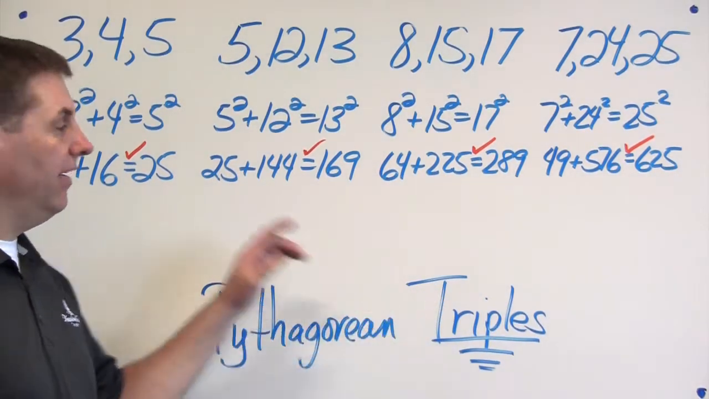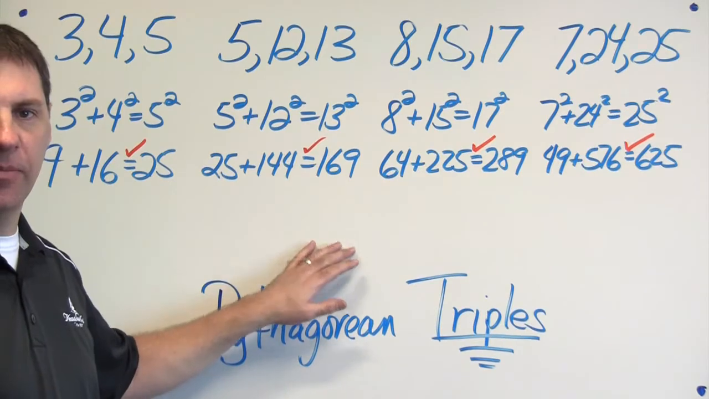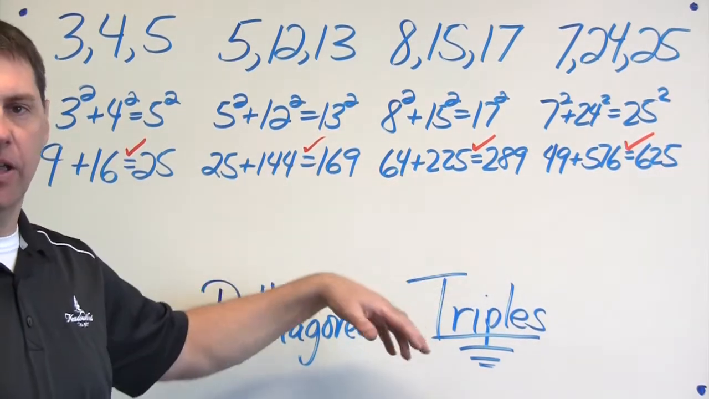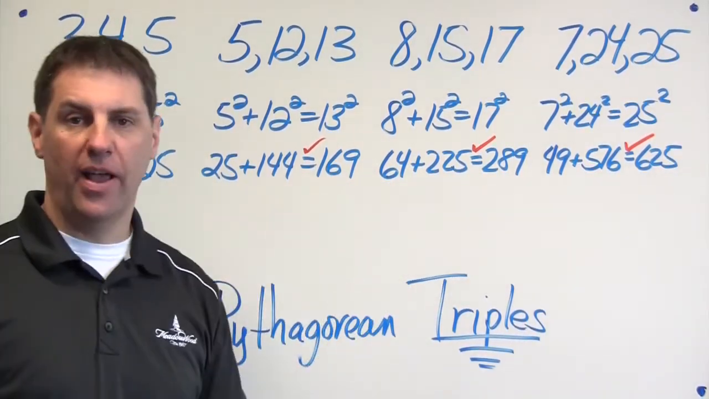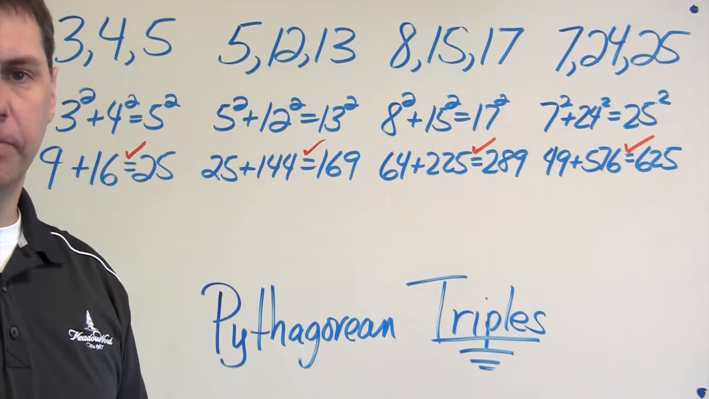As you can see, all of these work out to be whole numbers. A squared plus b squared applies in each one of these cases. Works out to a whole number so you don't have any square roots, any radicals, just nice and even.